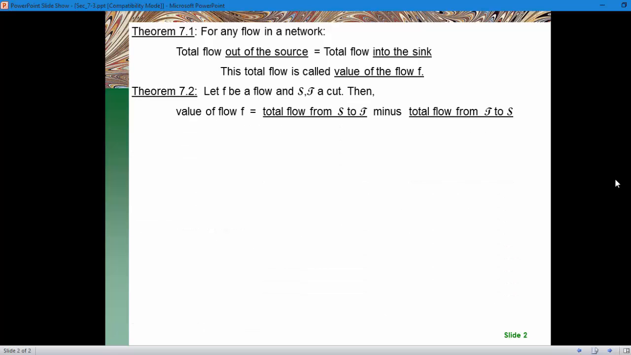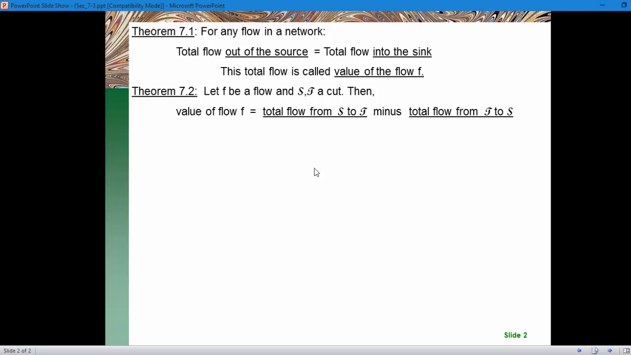Next, theorem 7.2 says that if we have a cut and a flow in a network, then the value of the flow, which is the same value of the flow that we saw in theorem 7.1, is the total flow from S to T minus the total flow from T to S. Now, S is the set of vertices in one partition of the cut, where the source is, and T is the set of vertices where the sink is.